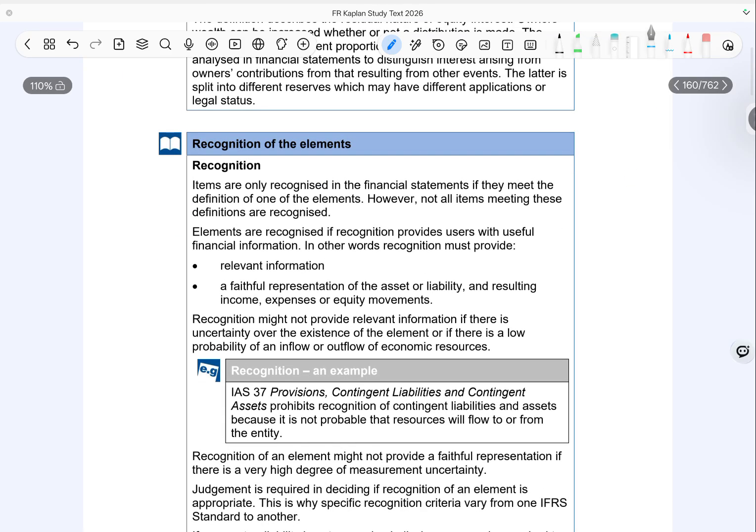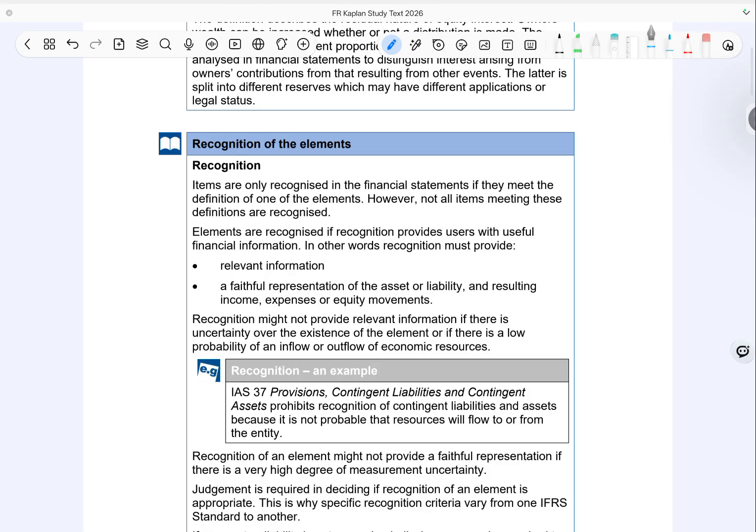Now, here's an important question. Just because something meets the definition of asset or liability, does it automatically appear in the financial statements? No. It must first satisfy the recognition criteria. Think of the recognition criteria as an entry ticket. Meeting definition is step 1. Recognition is step 2. Only after passing both steps can the item appear in a financial statement.